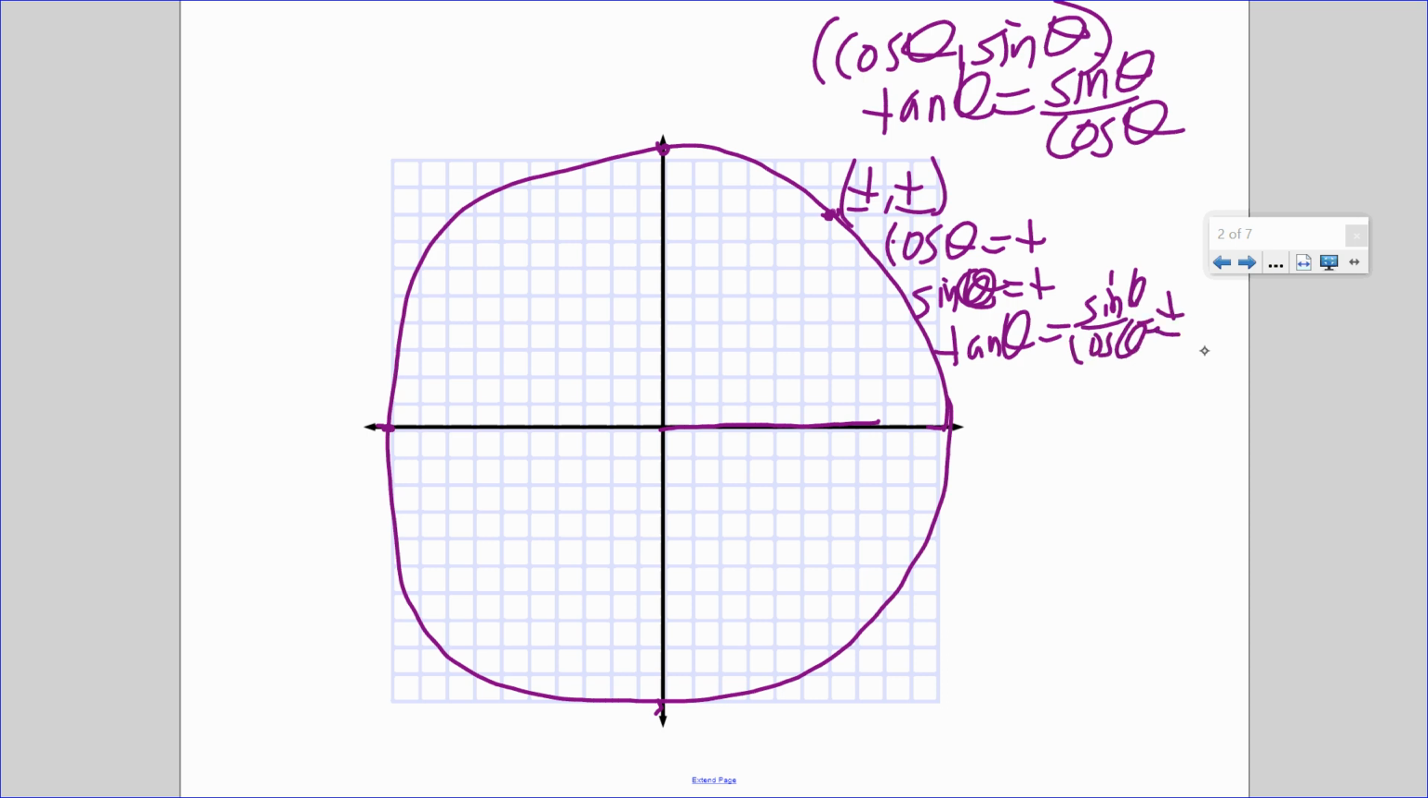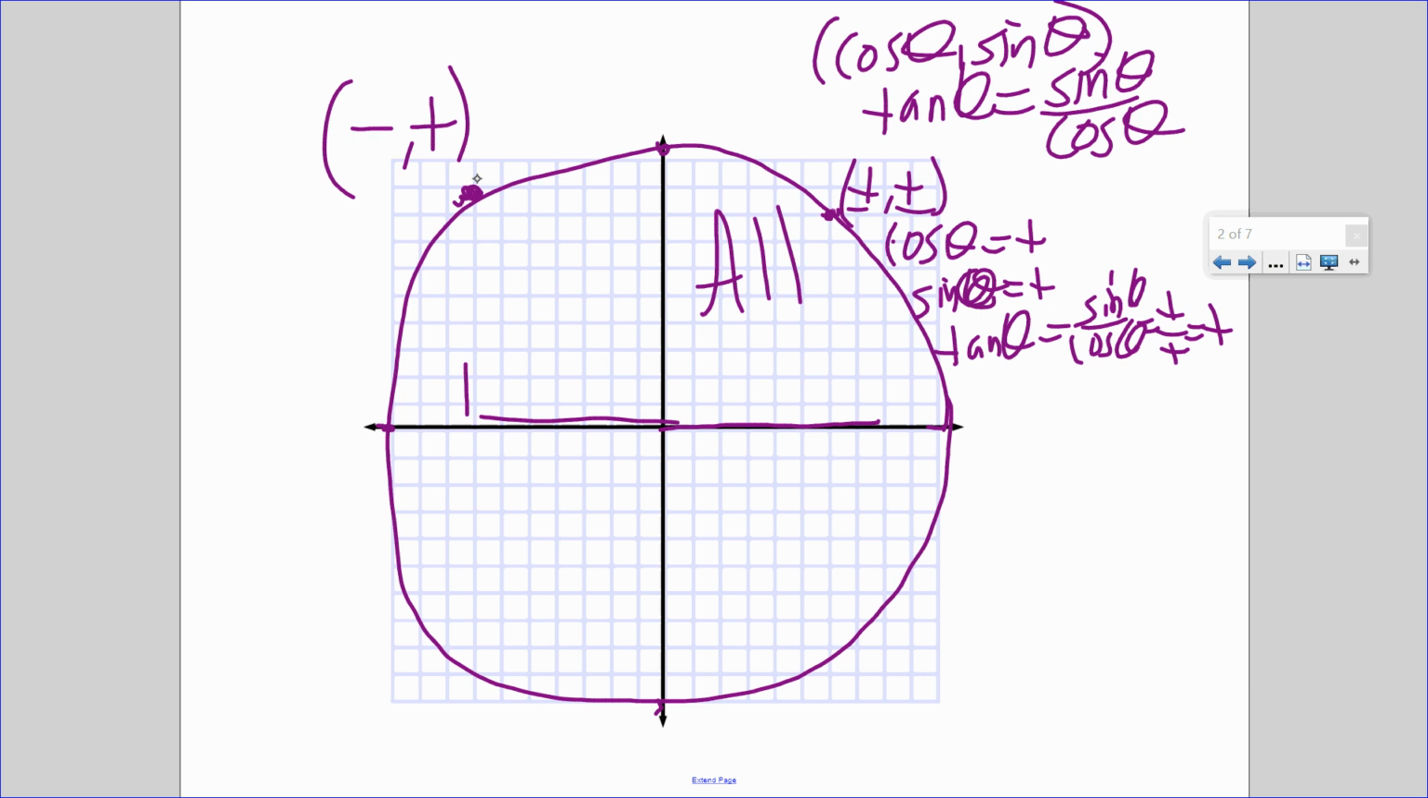Which would be positive over a positive, which is a positive. So in this quadrant, they're all positive. Now let's take a look at Quadrant 2. In Quadrant 2, the x value of this point is negative, and the y value is positive.